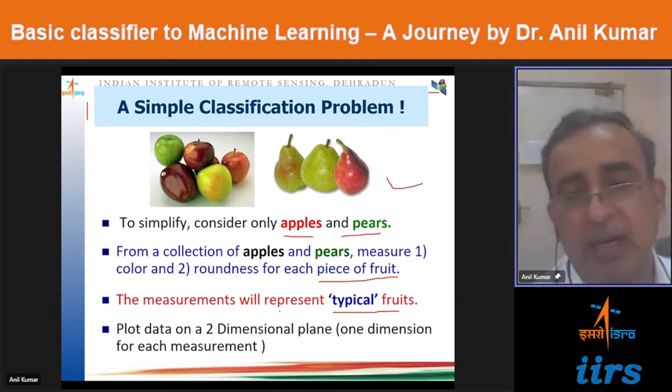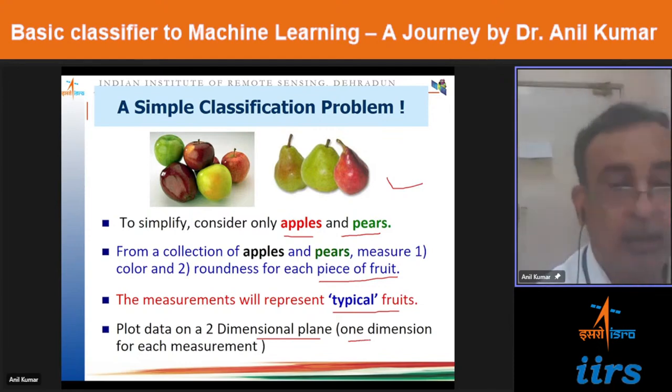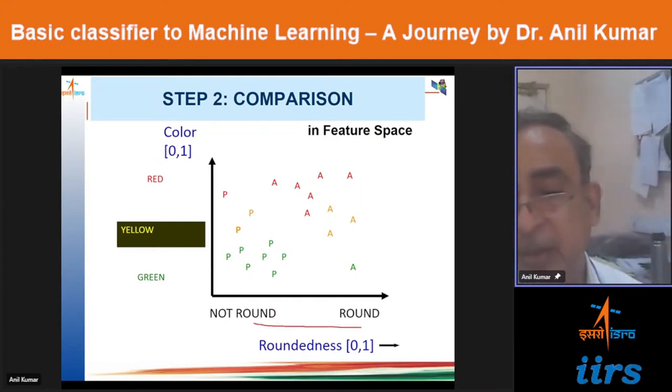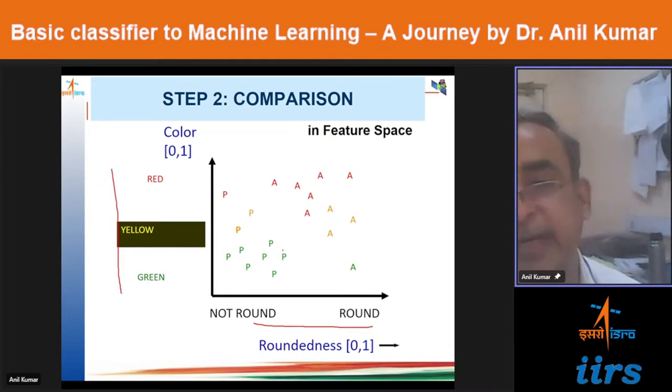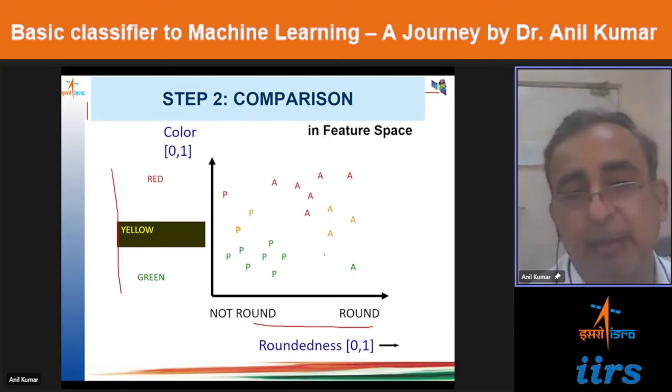So we can plot this color and the shape parameter on a two-dimensional plane, one feature per dimension. Here we can see on the x-axis we have taken the shape, round or not round, and on the y-axis we have taken the color, green, yellow, red, and so forth. So we get two different unique clusters of fruits, for pears and apples.